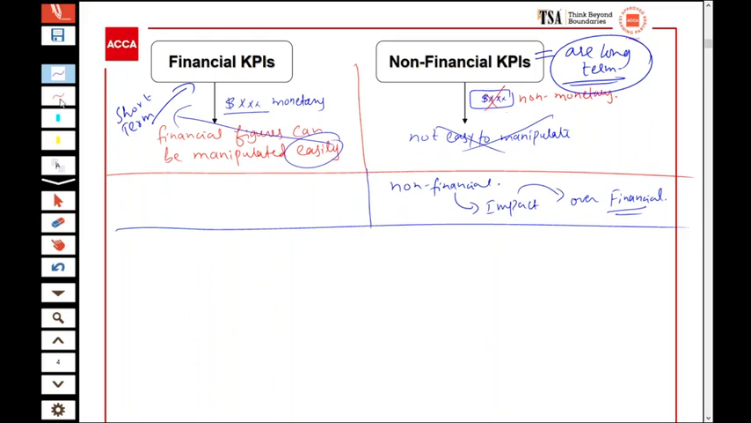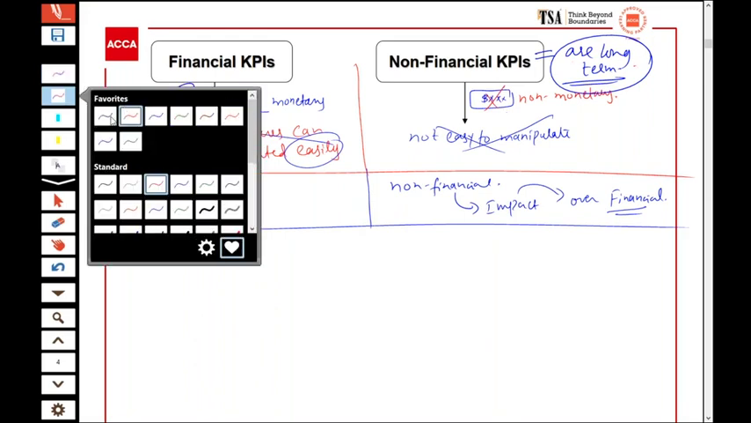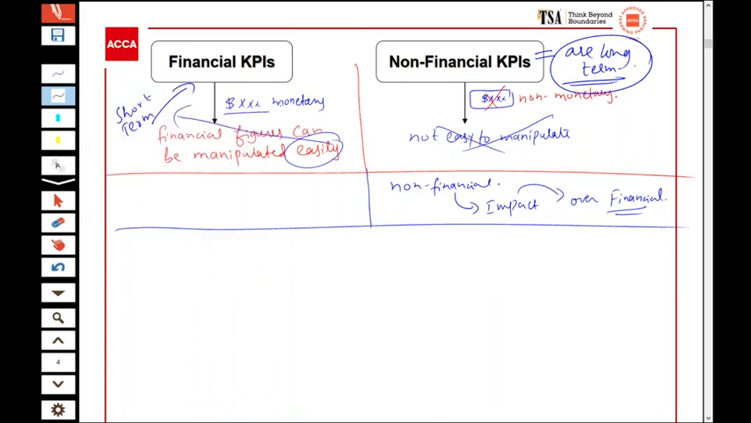So remember that non-financial is long term, and when something is long term, I am writing it in black color, it will be showing the broader aspects, the widest, very broad aspect of the organization. When something is long term, many of the contents will be covered in the long term aspects.